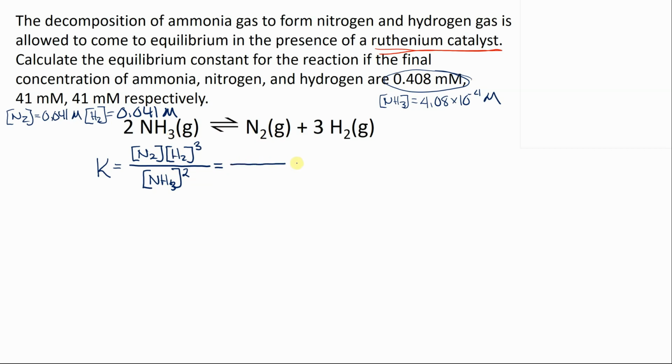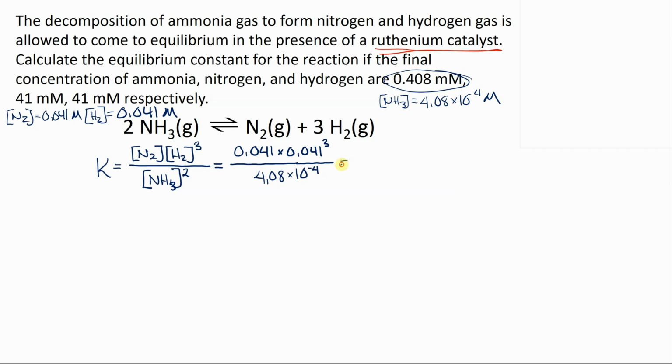So now we can just plug those numbers in. And we have 0.041 molar for nitrogen. We're not going to include the units. 0.041 for the hydrogen, but we need to raise that to the third power. And 4.08 times 10 to the negative 4 for the molarity of the ammonia.